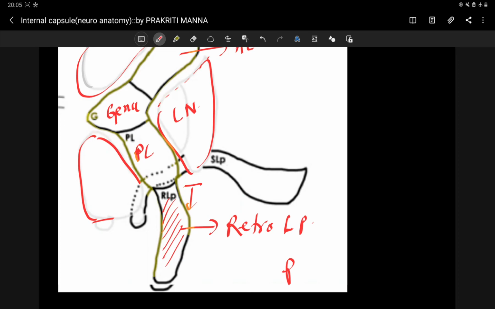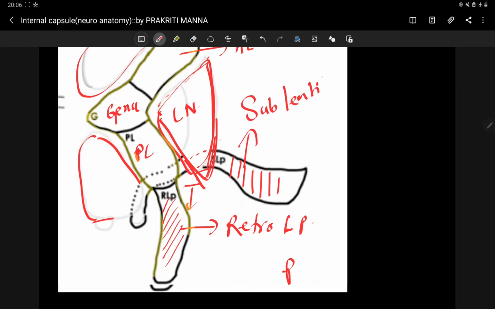All right. And also another portion, this is below the lentiform nucleus, which is not seen in horizontal section. This is actually seen in coronal section. This portion is present below the lentiform nucleus; you can see the lentiform nucleus is present above this portion. This portion is called your sublentiform part or sublentiform portion of internal capsule.